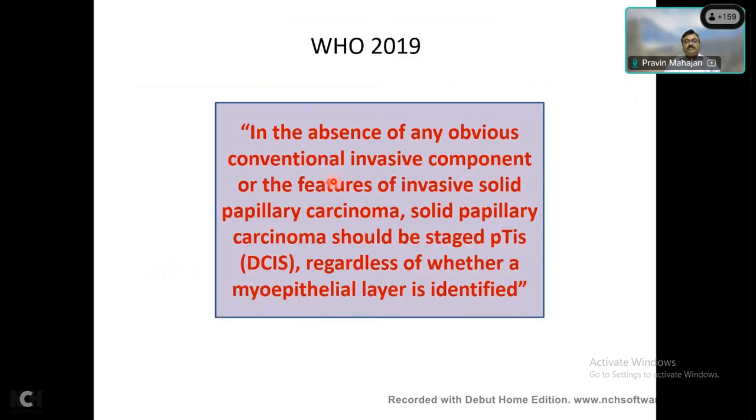So what WHO 2019 says is that in the absence of any obvious conventional invasive component or the features of invasive solid papillary carcinoma, it should be staged as pTis or DCIS, regardless of whether a myoepithelial cell layer is identified or not. So that's the statement from WHO 2019.